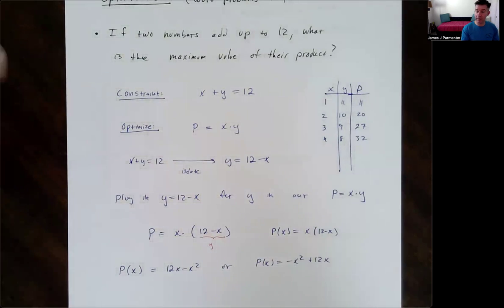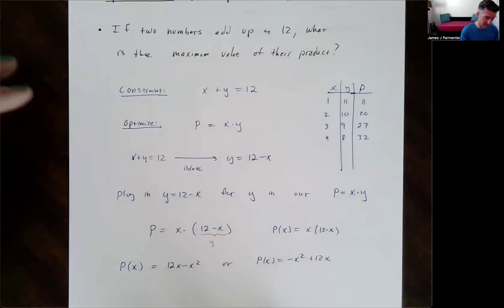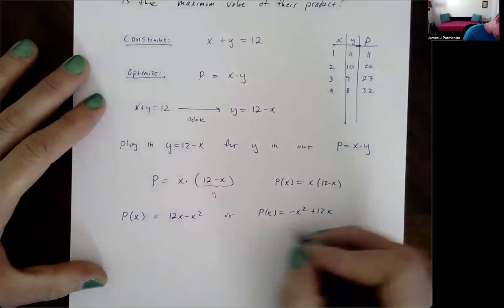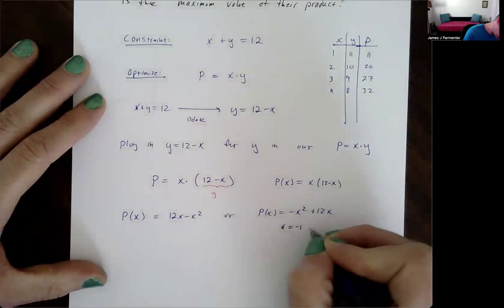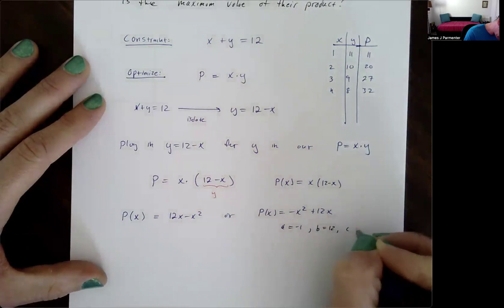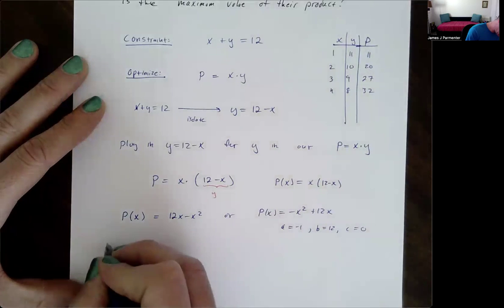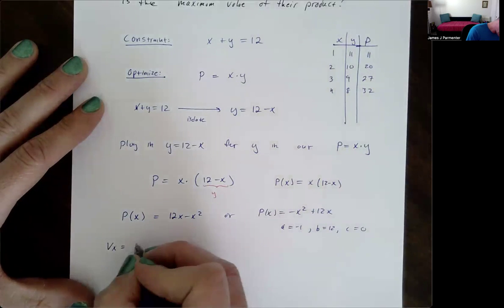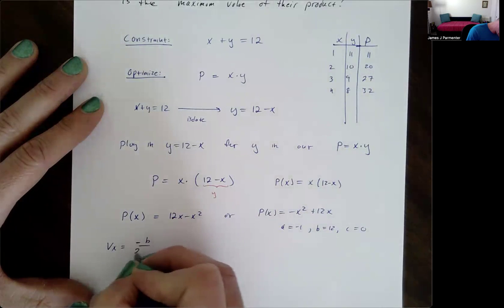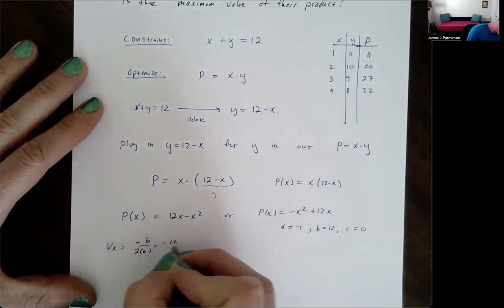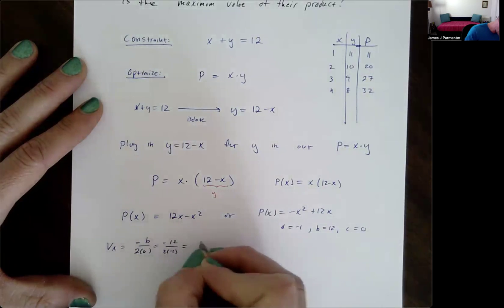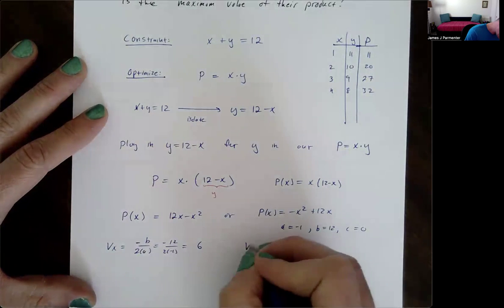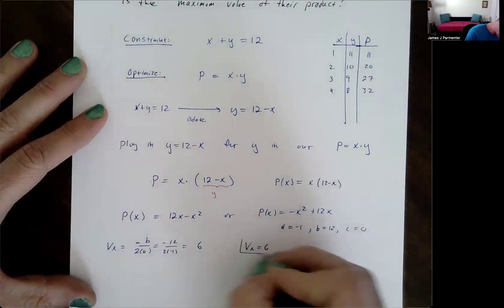And that's a parabola that opens downwards. We know how to find the maximum value of a parabola that opens downwards: we have to find the y-coordinate of the vertex. Here, my a is -1, my b is 12, and my c is 0. So I want to find the x-coordinate of the vertex. It's going to be negative b over 2 times a, which is -12 over 2 times -1, which is positive 6. So the x-coordinate of my vertex is 6.